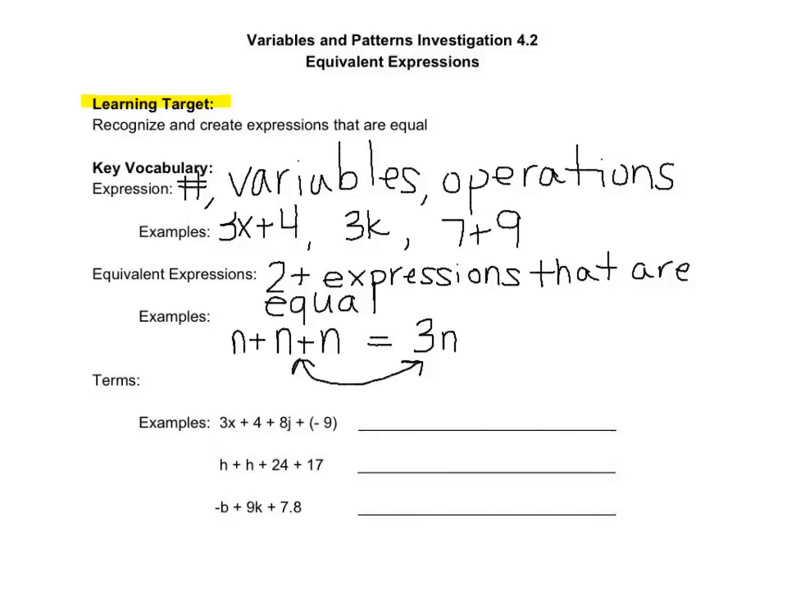Another expression could be, let's see, 4 plus 2k plus k. And that's the same thing as saying 4 plus 3k. So hopefully that gives you a little bit of idea of what two equal expressions look like.